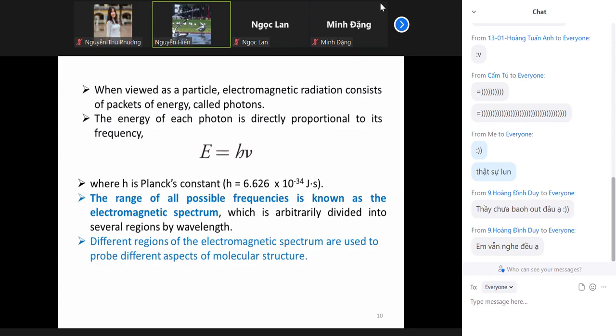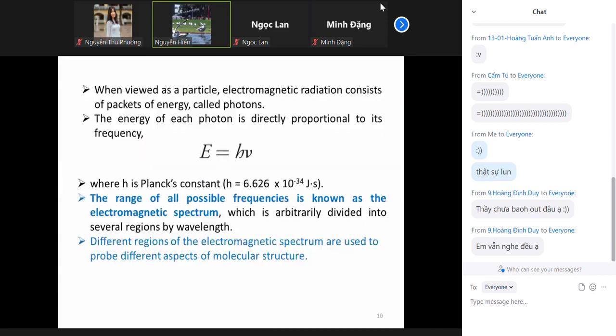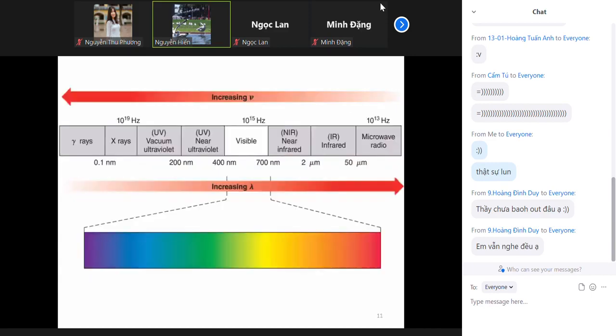And different regions of the electromagnetic spectrum are used to study different aspects of molecular structures. So here is a simple picture of the electromagnetic spectrum of light. On the very left side of this spectrum, you see gamma rays and X-rays. They have extremely high energies and can destroy many things.